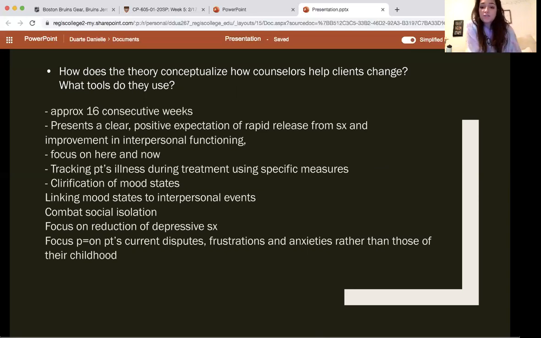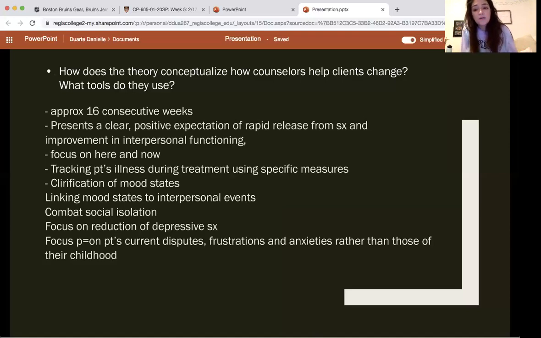Focusing on the reduction of depressive symptoms, the reduction of it will help elevate the mood and just get that feeling out that you're not alone and that you want to get through this and things will get better. And finally, focusing on the patient's current disputes, frustrations, and anxieties rather than those of their childhood.